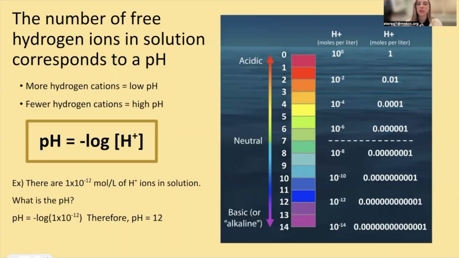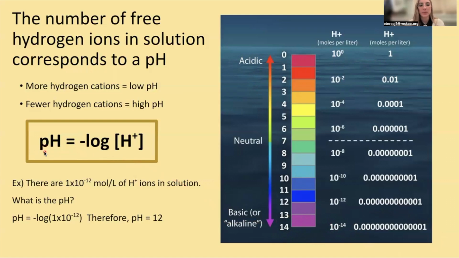The number of free hydrogen ions in aqueous solution corresponds to a pH value. So when there are a large number of hydrogen ions in aqueous solution, we have a low pH number, and this is acidic. Whereas when we have very few hydrogen ions in aqueous solution, we have a larger pH value, and this is more basic.